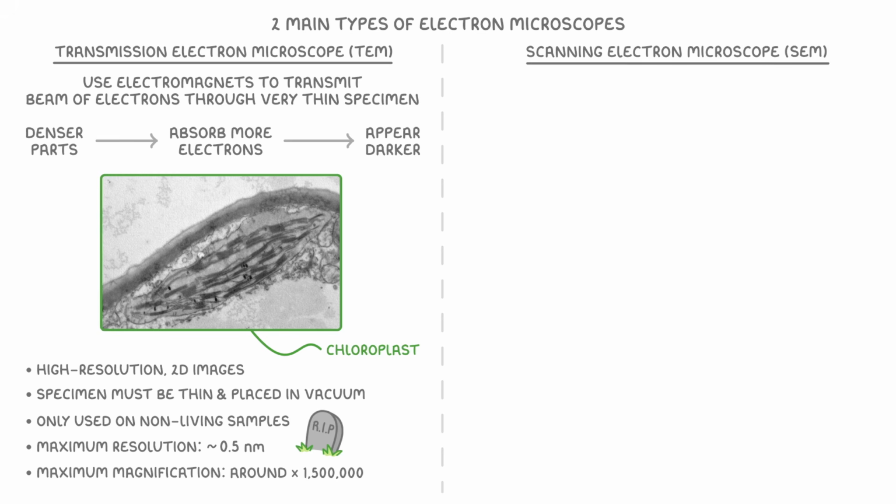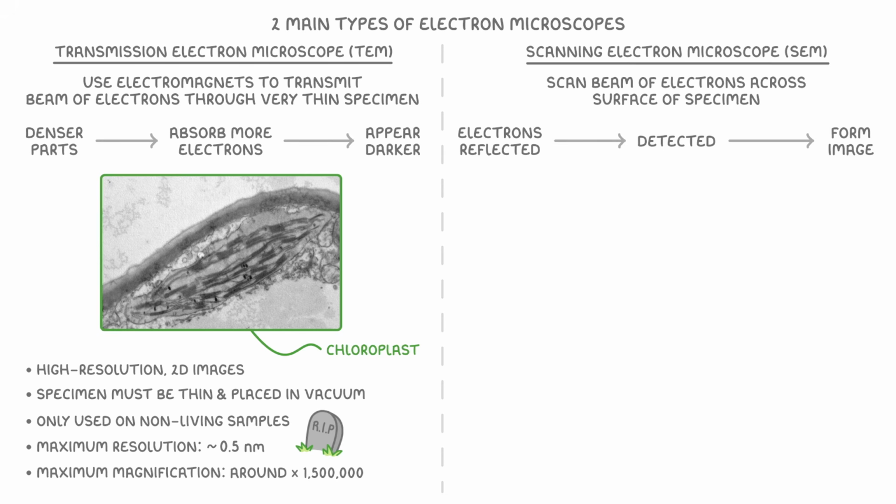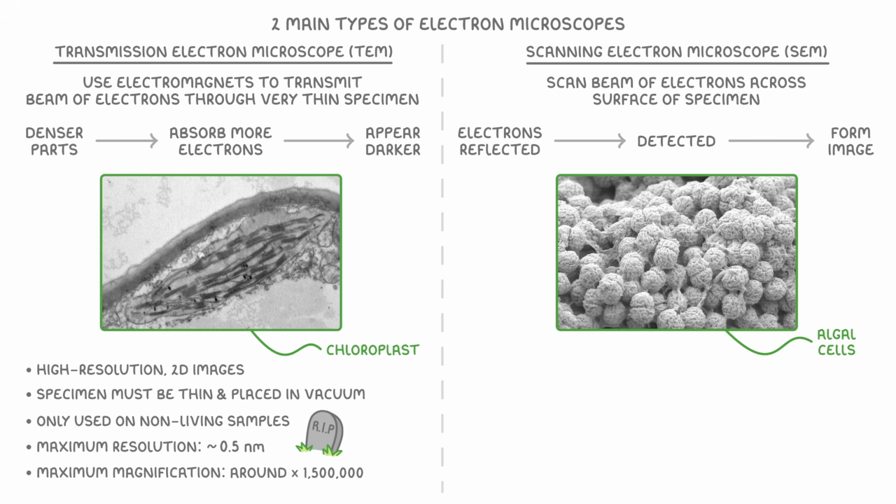Moving on to SEMs, these work quite differently, because instead of transmitting electrons through a specimen, they scan a beam of electrons across the surface of the specimen. The electrons that are reflected back are then detected to form an image like this one, of algal cells. And importantly, the image formed is a three-dimensional image of the specimen's surface.